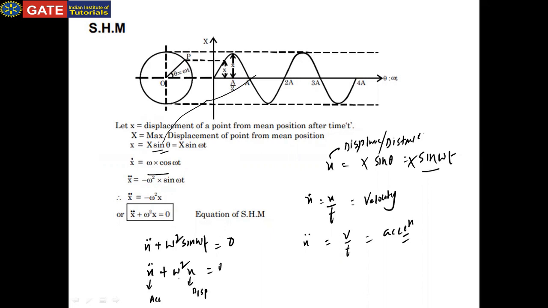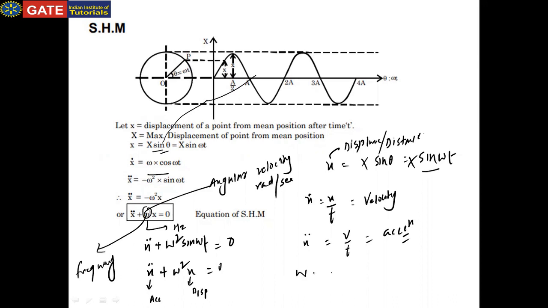So now this is the standard format to write any SHM for any object. Any object which is performing simple harmonic motion, this is the standard format. Equation of SHM: x double dot plus ω² x. Always remember, ω is the angular velocity, in radian per second. This can also be written in terms of frequency, because I told you ω is equal to 2πf. So angular velocity is directly proportional to frequency, only a constant will come.